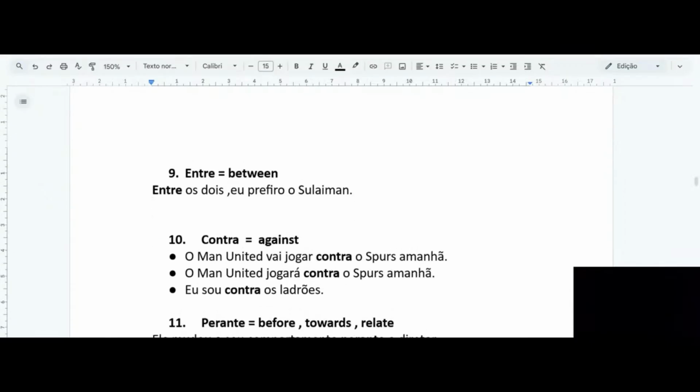Vamos, contra. Contra means against. If you're against something, you should use the word contra. O Manchester United vai jogar contra os Spurs amanhã. Então, eu vou mudar esse. O Brasil vai jogar contra a França. A França. Todo mundo sabe a França? Who doesn't know a França?